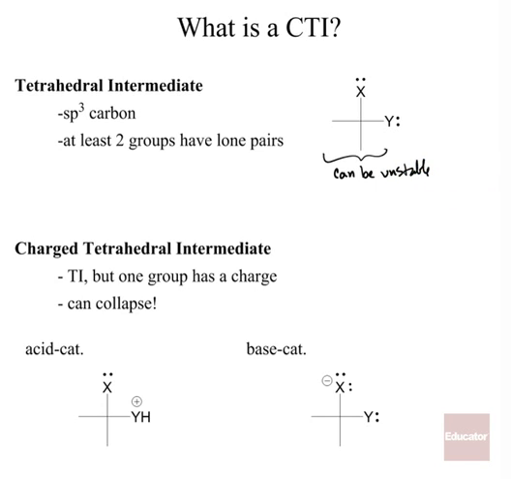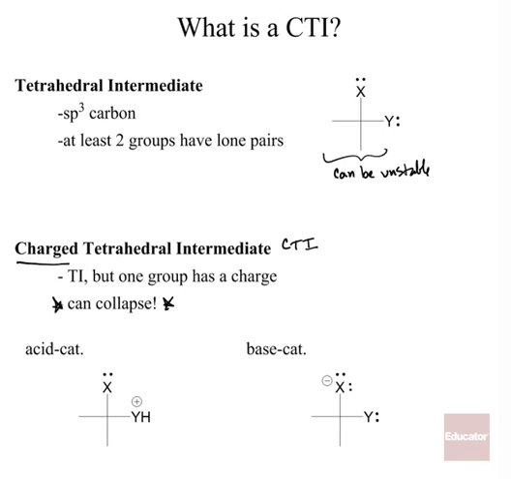This is inherently unstable. We saw it when you have an OH and an OH. That structure is not so good. When you have an OR and an OR, that structure can react and can be undone. The way it becomes unstable is when it becomes a charged tetrahedral intermediate. This is what CTI stands for. It's when you have the same situation, a tetrahedral carbon with 2 groups with lone pairs, but now one of the groups has a charge. When you have this, you get an intermediate, a structure that can collapse.